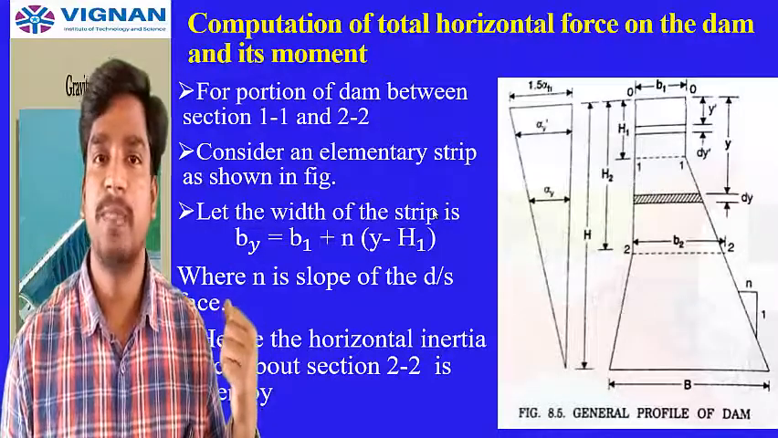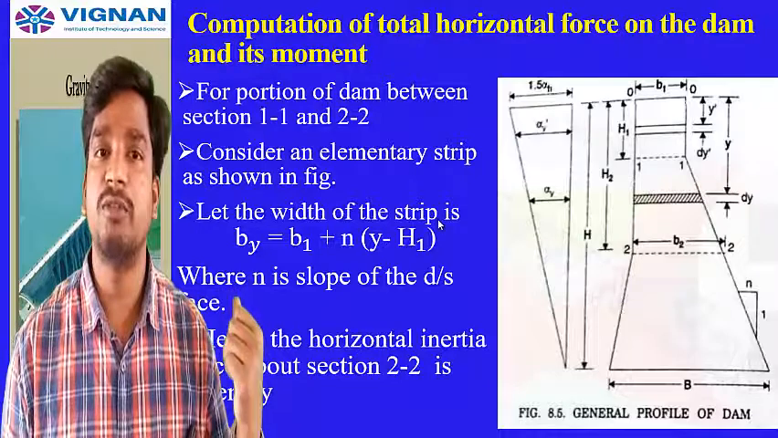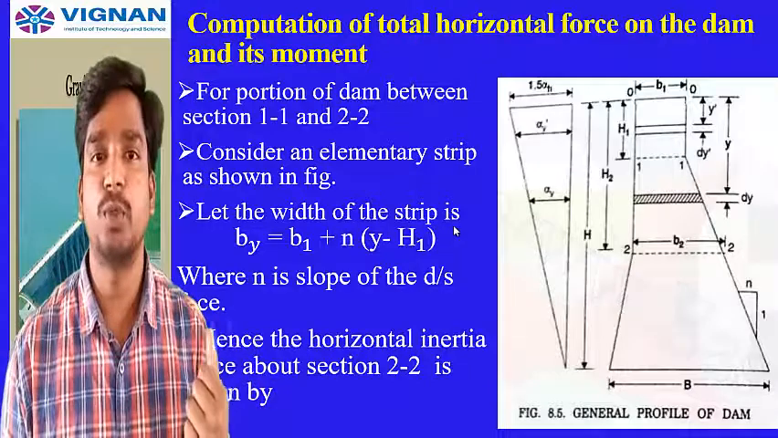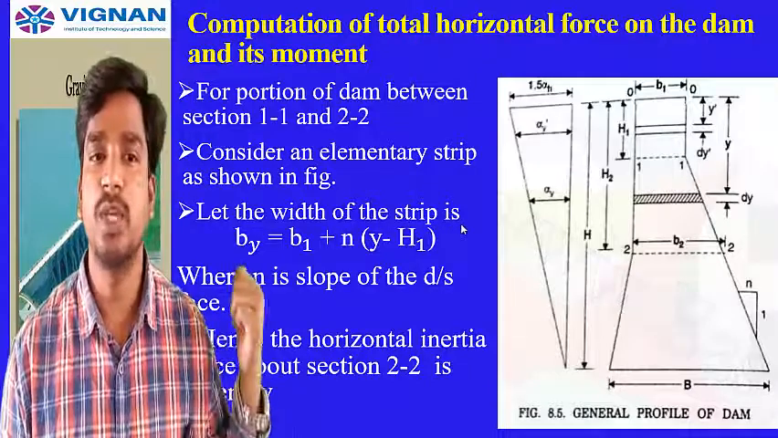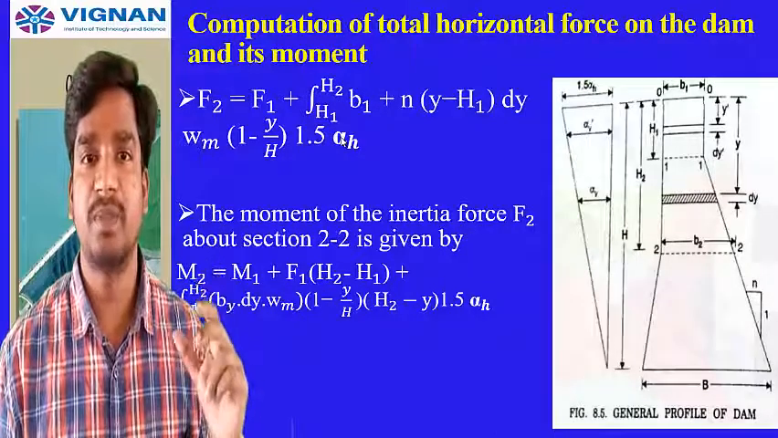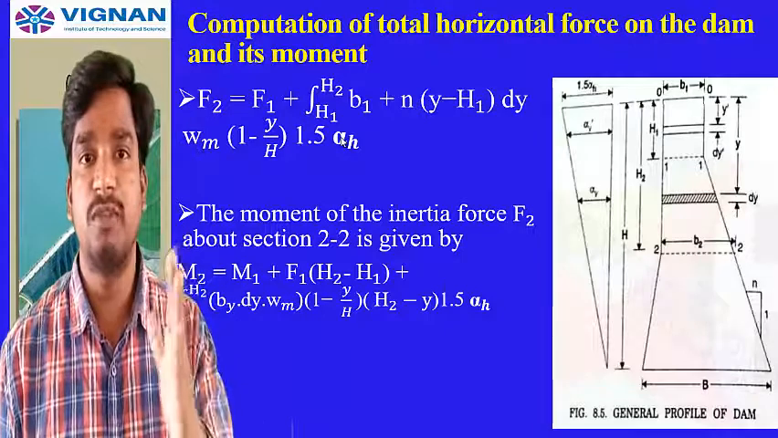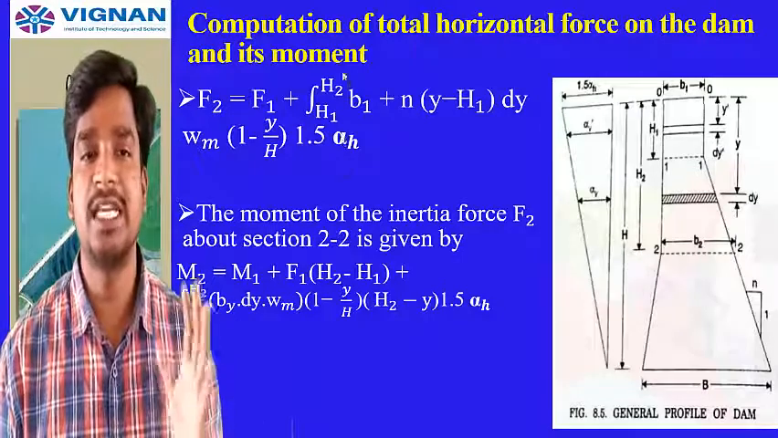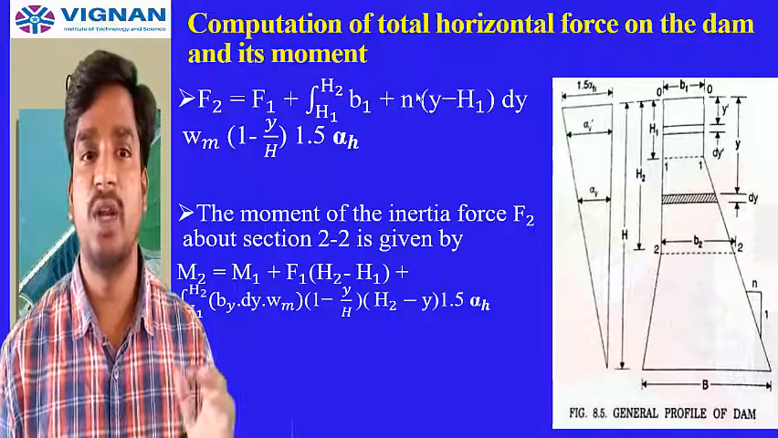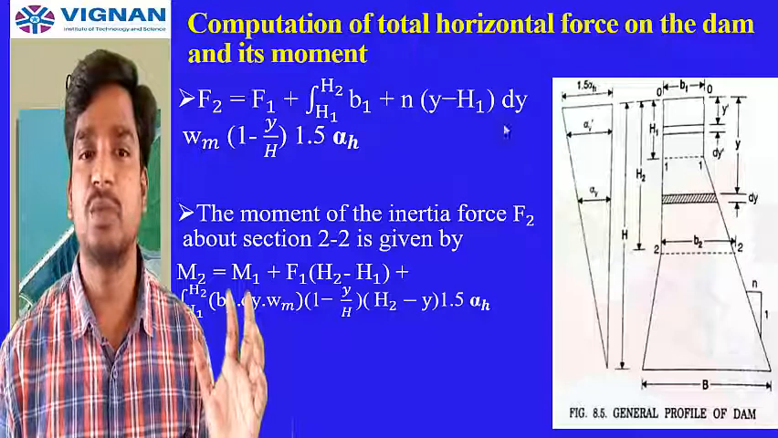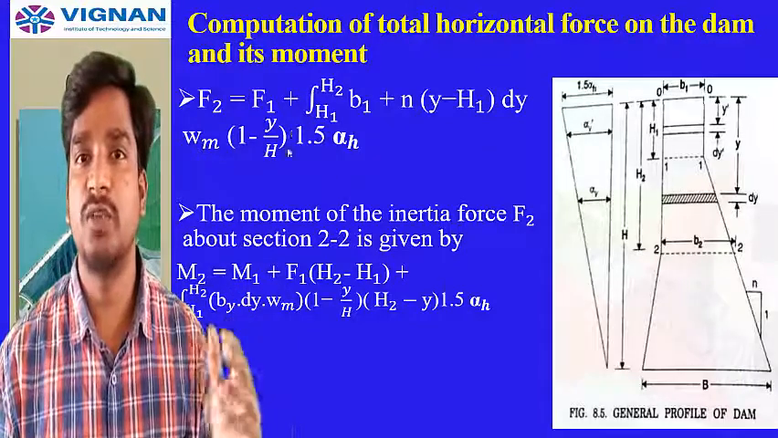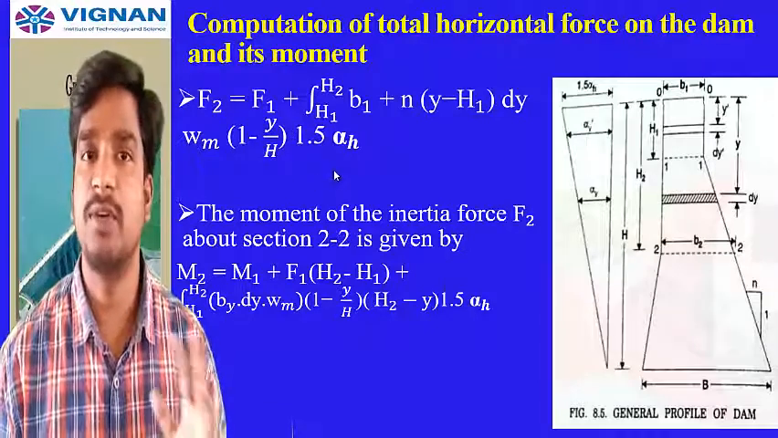Now with respect to this, we can compute the force F2, and with respect to force F2, we can compute moment M2. Let us see that also. So here F2 is equal to the integration, the height of the portion is in between, right? So it is for the portion 1, 1 to 2, 2. So it is considered from H1 to H2 of b1 plus n, where n is the slope of the downstream face, into y minus h1 into dy into Wm into 1 minus y by h into 1.5 alpha h. So this is the equation for F2.